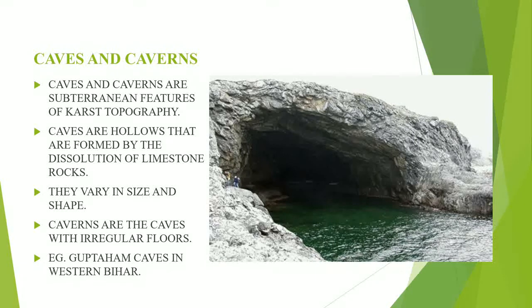Already we have studied caves. Caves are nothing but the hollows dissolved out of the limestone part. So how are caverns formed? These caverns are formed when there are irregular flows inside the caves. For example, the Guptadham caves in western Bihar.